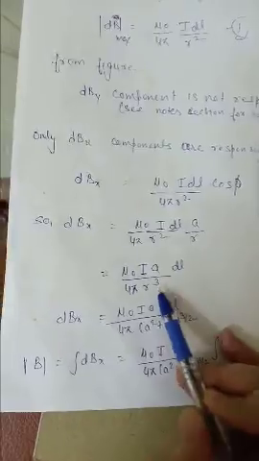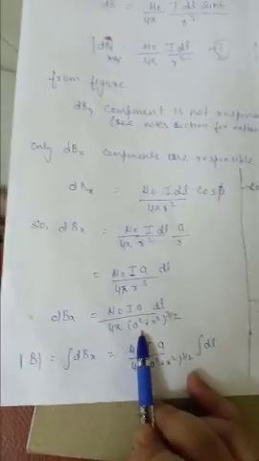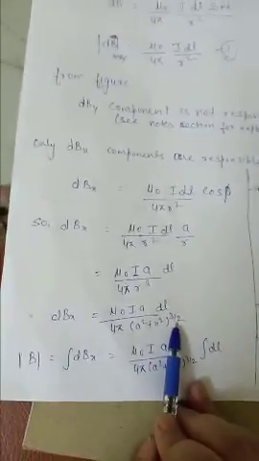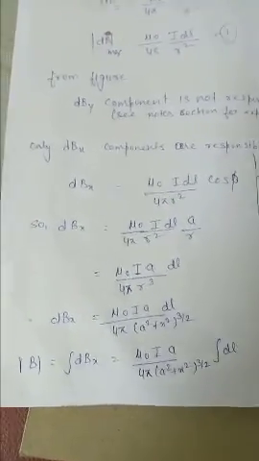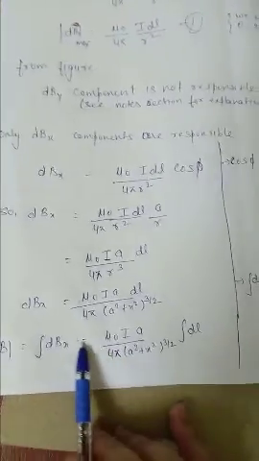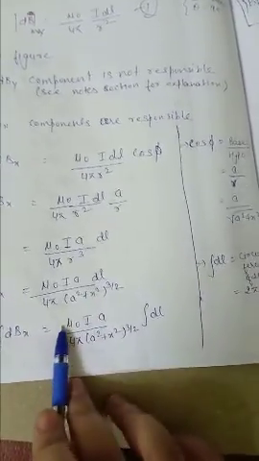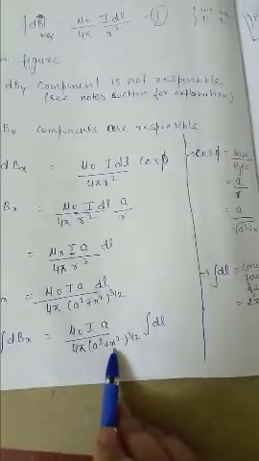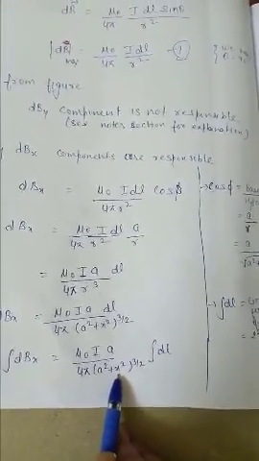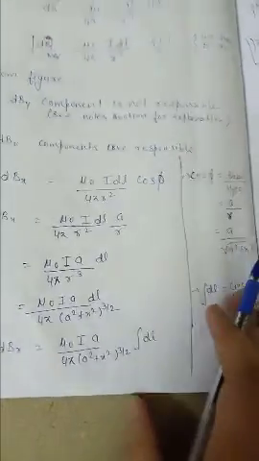This is simple mathematics. We get a by r cube, and we know the value of r, which is the square root of a square plus x square. Put the value of r here, and we get this. But we have to calculate the total magnetic field due to the whole ring, not because of a small element. So we have to integrate this dBx. All these values are constant: I remains constant, mu naught by 4 pi is constant, the radius remains constant, and the distance x at which we calculate the magnetic field remains constant. Only dl will change.